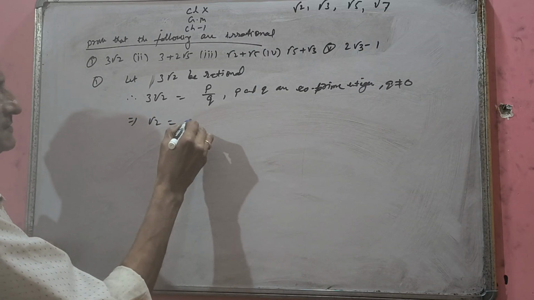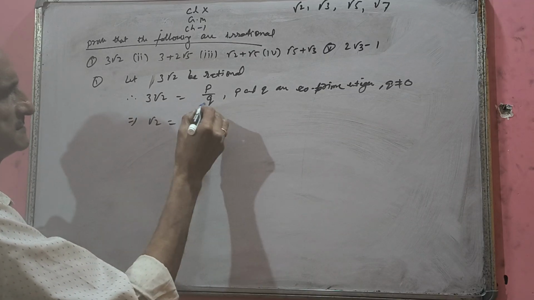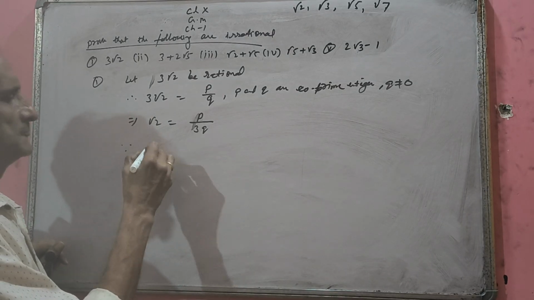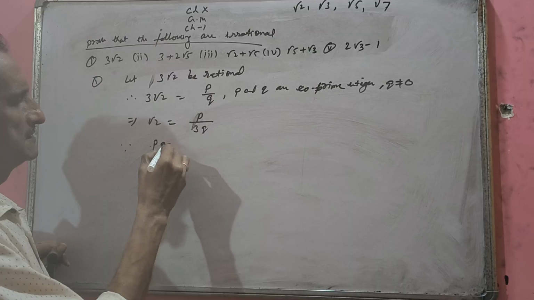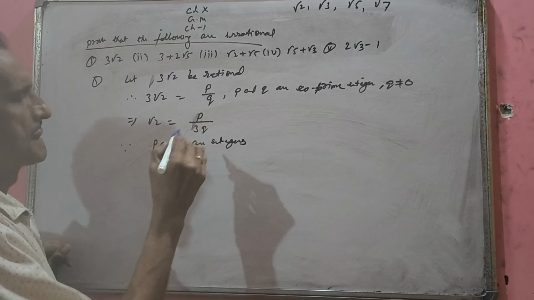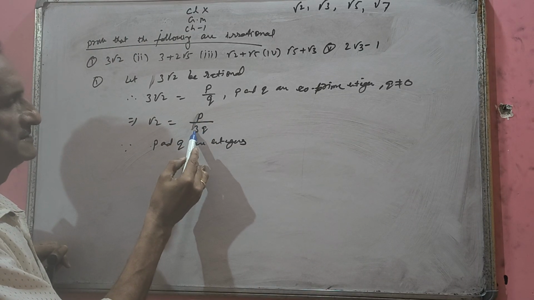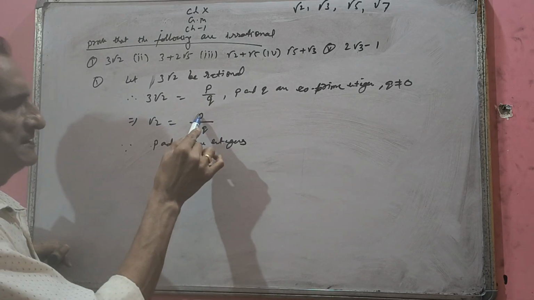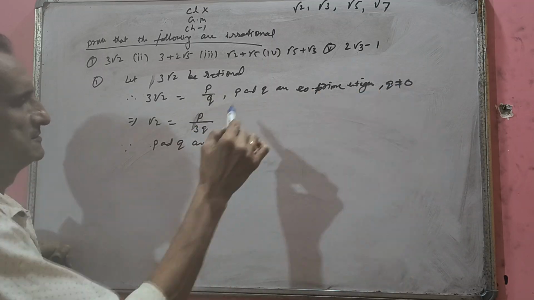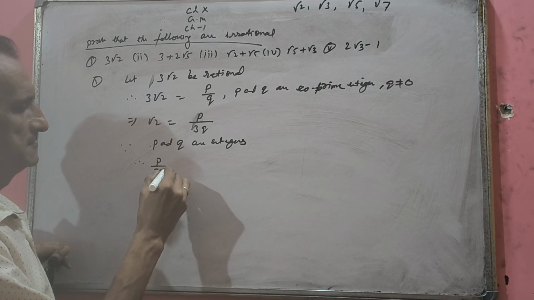Now, what is root 2 equal to? Root 2 equals p by q minus 3, which comes down as p minus 3q by q. Now see here, what are p and q? p and q are integers. If q is an integer, then 3q is also an integer. So integer by non-zero integer, q is not equal to 0, will be rational. So therefore, p minus 3q by q is rational.